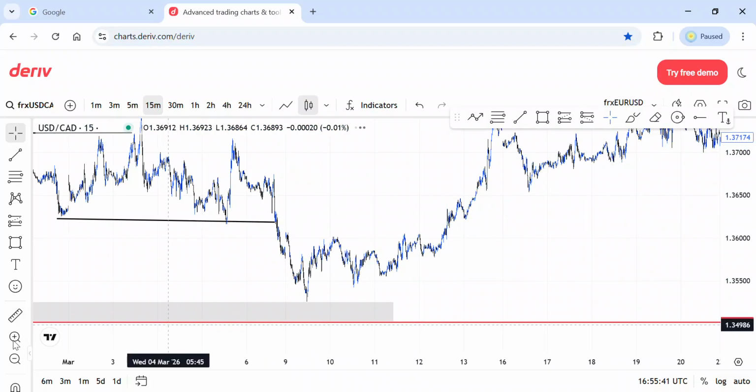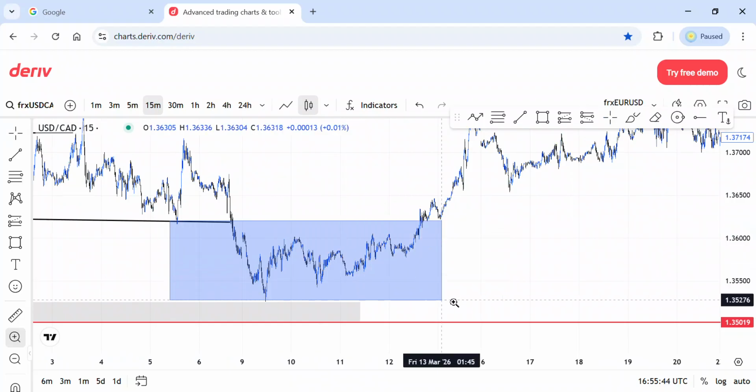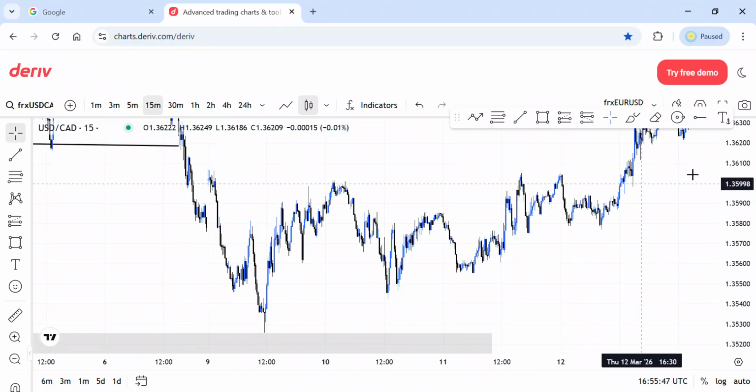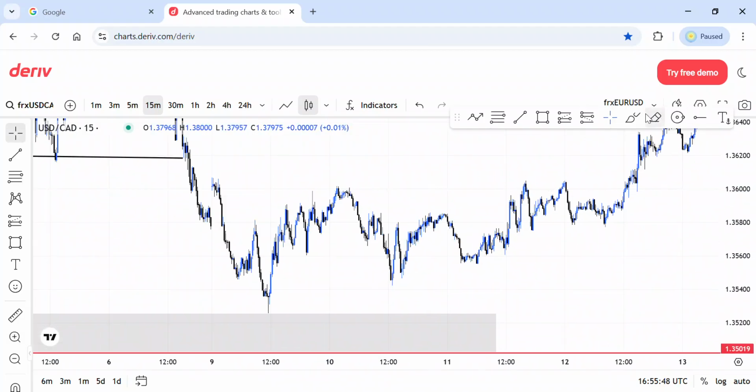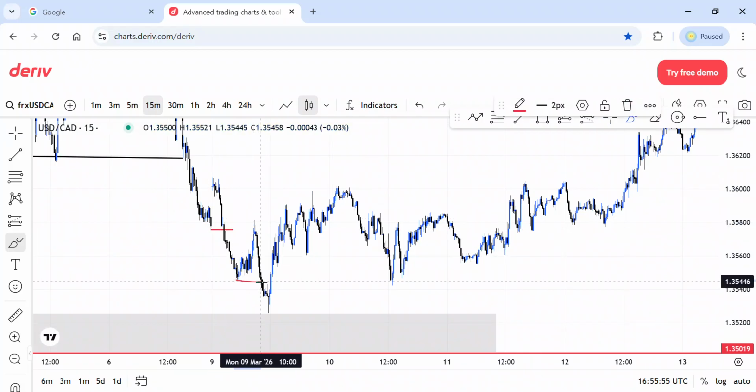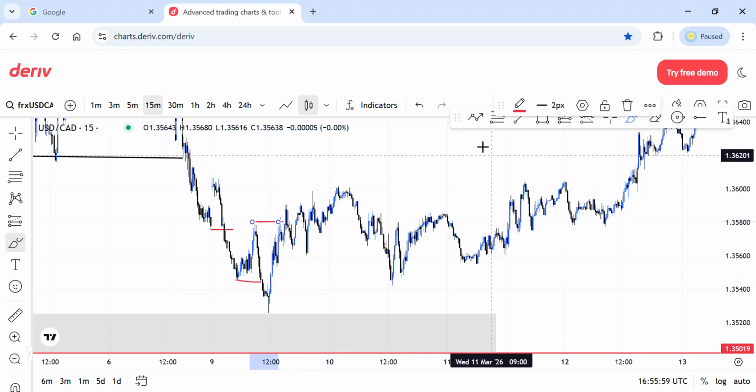Okay, so now this is what I need. As you can see, we have this one here, we have this one here too. Then we have this shifted high, although because the market is kind of selling, you have to be very patient.